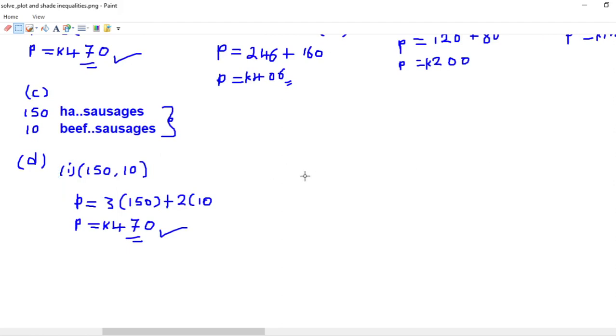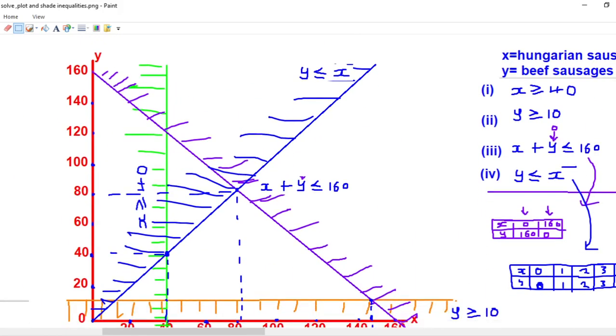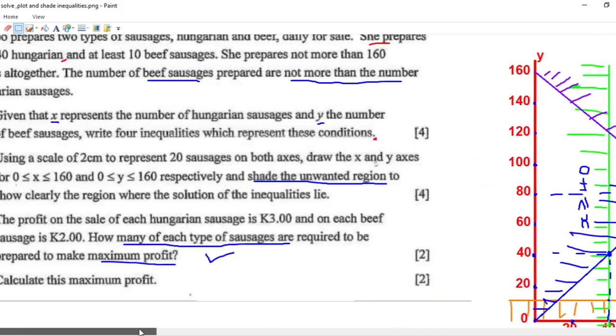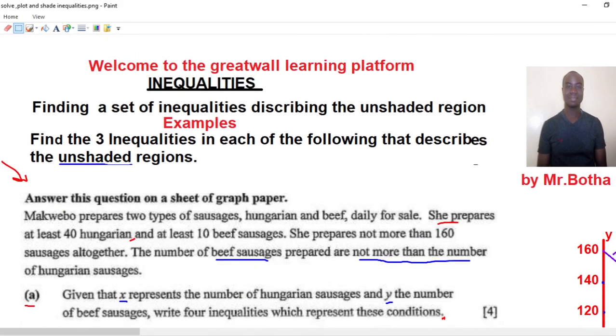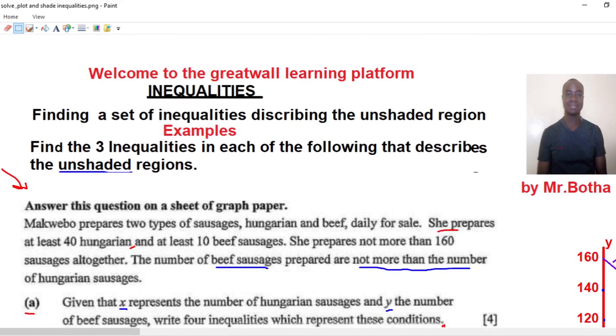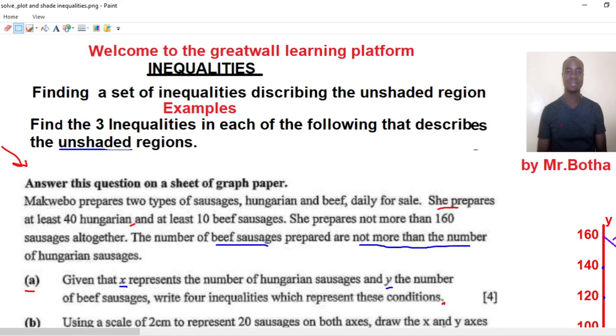Okay, all right. So this is how a practical question can be phrased on inequalities. If you have any question, leave your question in the comment, and I'll be able to attend to you.